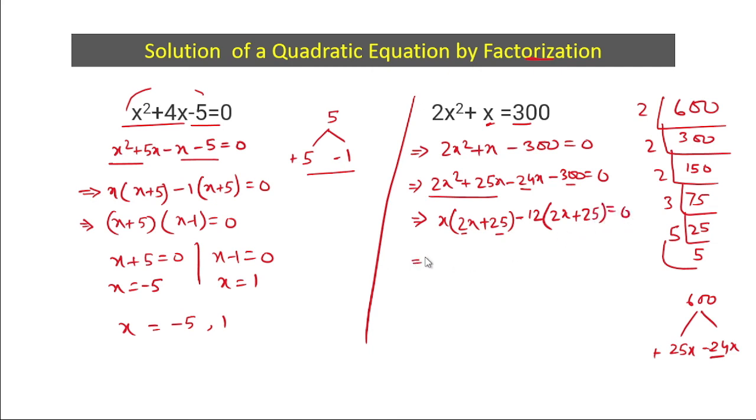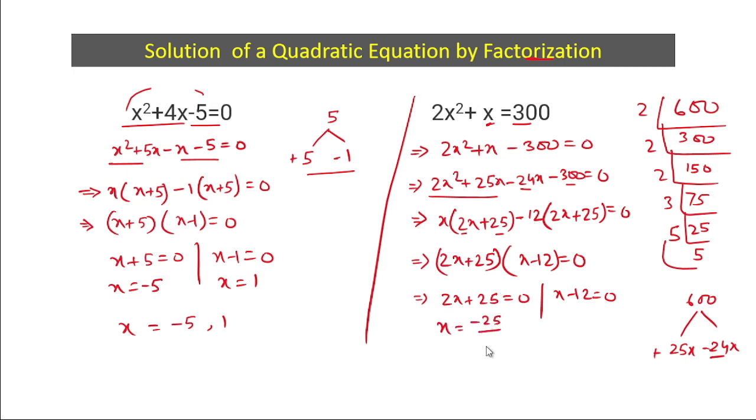Here we will write 2x plus 25 in one bracket, in another bracket x minus 12 is equal to 0. Now we can write 2x plus 25 is equal to 0 and x minus 12 is equal to 0. Here x is equal to, this will become minus 25 this side, minus 25 divided by 2, and here x is equal to 12. So the values of x are minus 25 by 2 and 12.